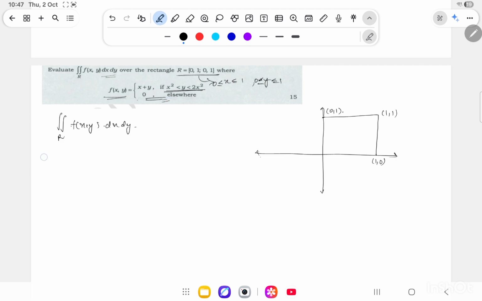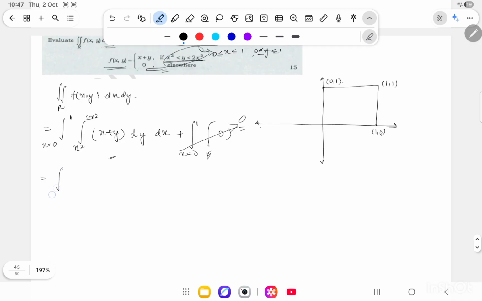So the integration basically is the integration where x is varying from 0 to 1 and y is varying from x square to 2x square, and f(x, y) in this region is basically x plus y, dy dx. Apart from this region, it will be 0. So this whole integration will reduce to 0. So we are supposed to evaluate only this integral.